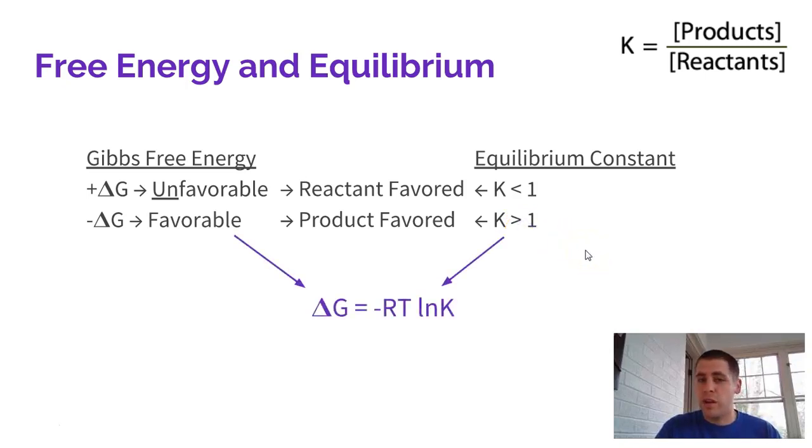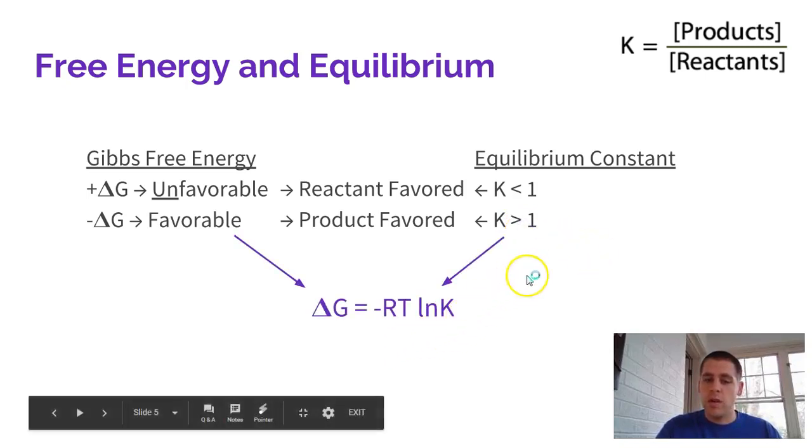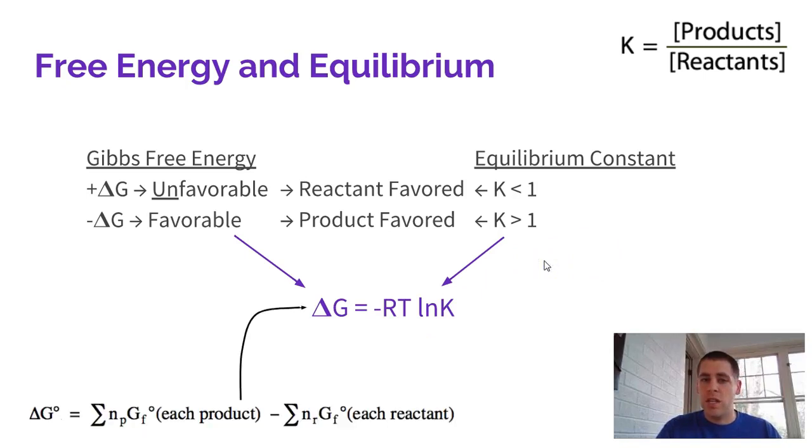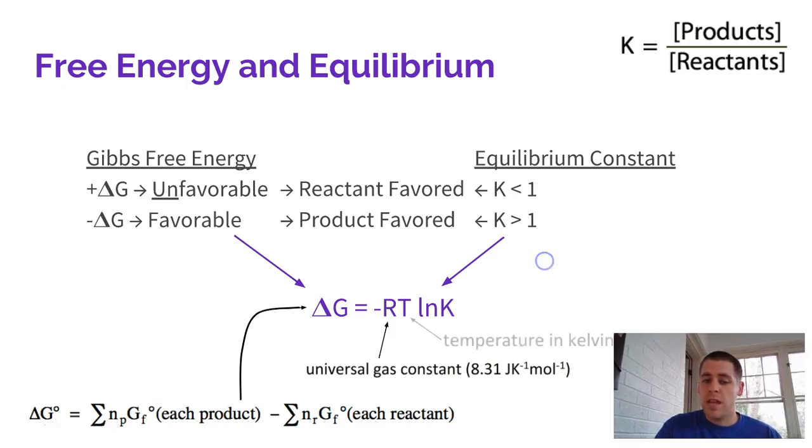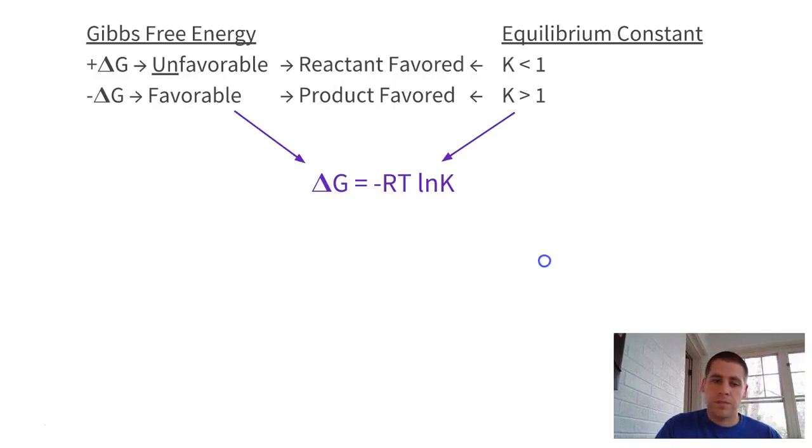And this is the algebraic relationship between the two. So we have our delta G, and the delta G can be found just like Hess's law. We can sum up all the products and sum up all the reactants and subtract. And then the R is the universal gas constant. That's always going to be 8.31 joules per Kelvin per mole. And then temperature has to be in Kelvin. And then the natural log, ln K, would be natural log of our equilibrium constant.